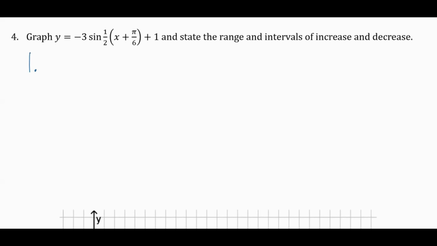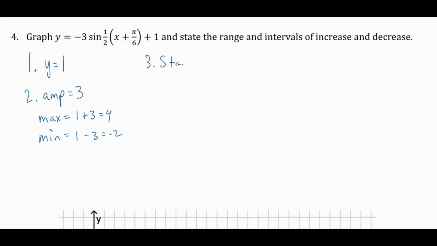So I'm going to start with the zero line. y is 1. It doesn't matter that you number them either. The numbering system doesn't really make any sense. The amplitude is 3. It's always positive. And from those two, I get the max and the min, which is the zero line plus the amplitude, and the zero line minus the amplitude. Then we look at the start, which comes from the C value, and it has the opposite sign, so it's negative pi by 6.